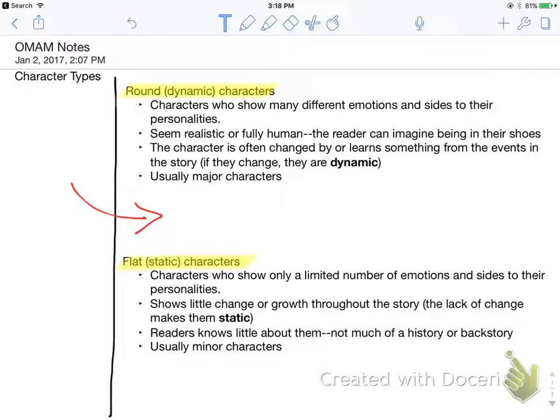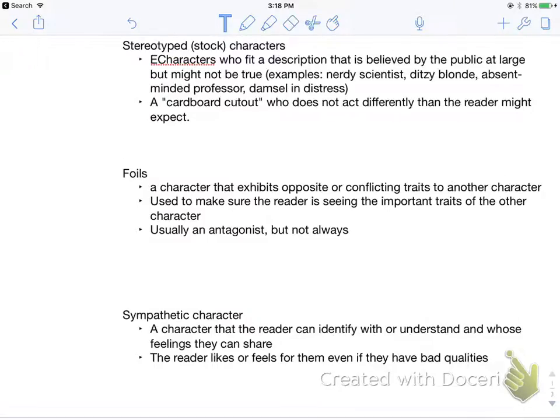And once again, once you finish taking the notes, leave a little space down here at the bottom because we're going to fill in some examples in class for which of the characters you think might be the flat or the static character. Okay, so on to the next one, which is a stereotyped character. And if you haven't already, if you needed to draw in the line as you continue down the page, please make sure you do that.